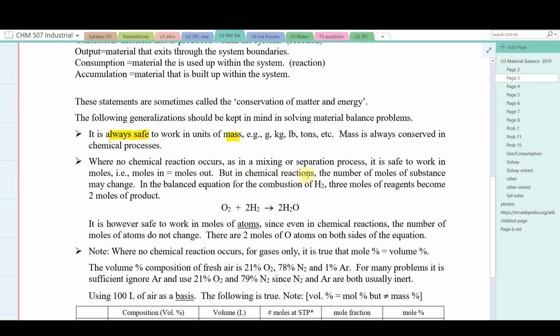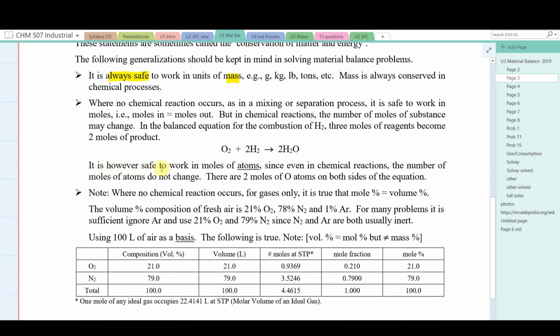But in chemical reactions, the number of moles of substance may change. Check the coefficients of a balanced equation. For example, in the combustion of hydrogen with oxygen, we have 3 moles going in and 2 moles going out. So moles are not conserved. It is, however, safe to work in moles of atoms, since even in chemical reactions the number of moles of atoms will not change. There are 2 moles of oxygen atoms on both sides of this equation.